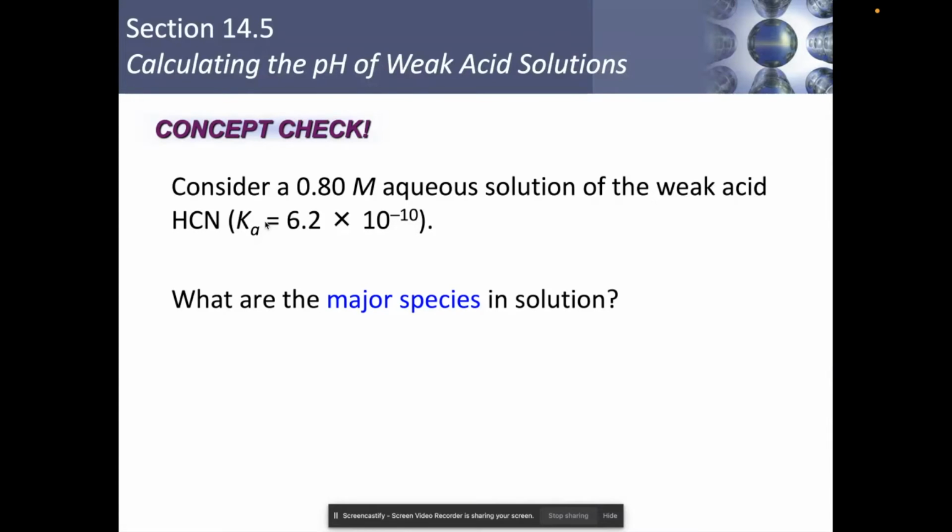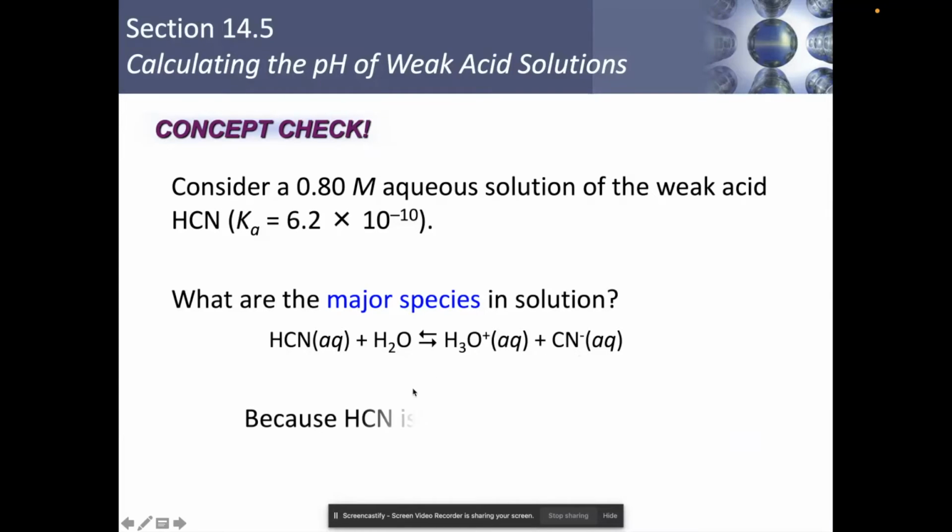So first, what are our major species in our solution? Well, here's our balanced equation, right? So I would have to write HCN plus H2O. This is our acid, and that's going to be our base. The H is going to donate here and make hydronium, that's our conjugate acid, and we're going to be left with just cyanide, that's our conjugate base. So what are our major species? Because HCN is a weak acid, it's this.